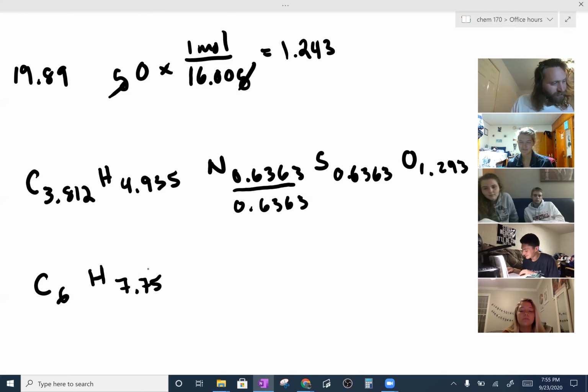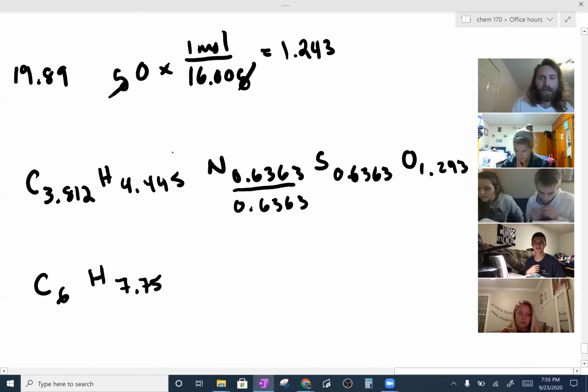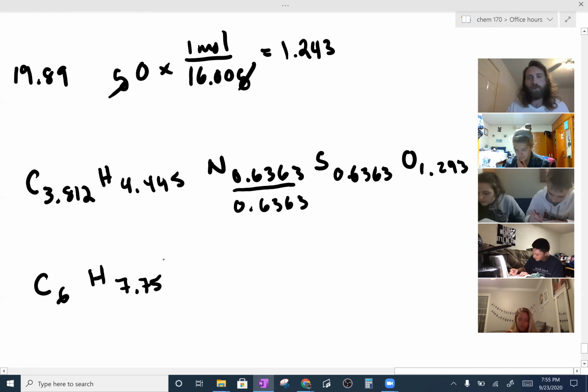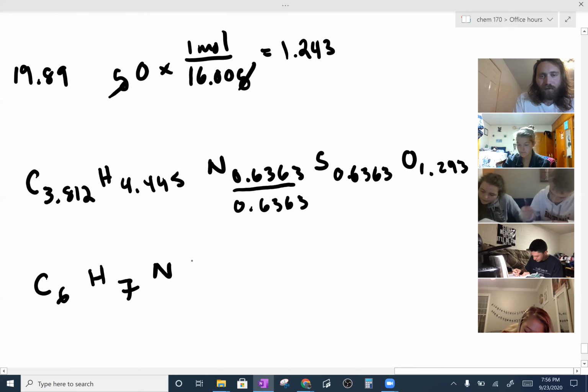Huh. 4.445. This is not 4.935, it's 4.445. Goodness, making a lot of mistakes tonight. Okay, 4.445 divided by 0.6363 is equal to 6.986, which is 7. Nitrogen, of course, has 1, so does sulfur.